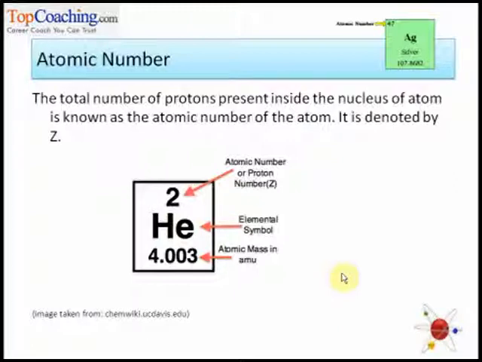So, the element having atomic number 1, which is hydrogen, is at the very first place in the periodic table. Then comes helium, whose atomic number is 2, right? Then lithium with atomic number 3, and so on. So, atomic number gives a place to an element in the periodic table.